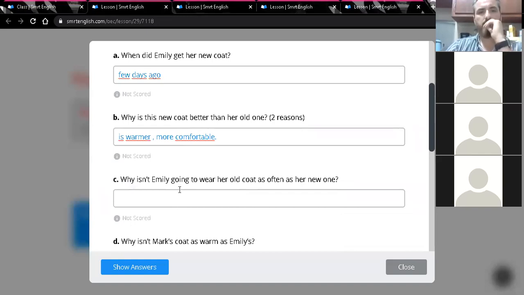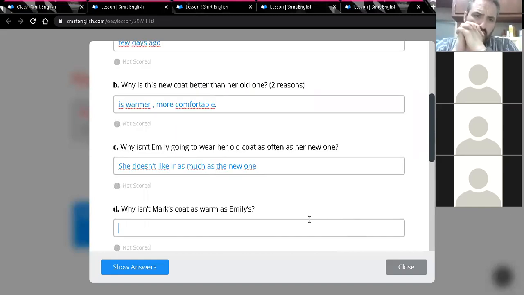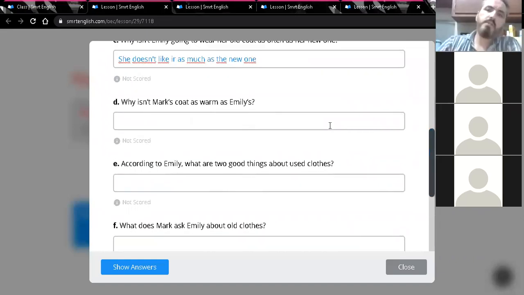Why isn't Emily going to wear her old coat as often as her new one? She doesn't like it as much as the new one. Okay, she doesn't like it as much as the new one. Very good. Why isn't Mark's coat as warm as Emily's? It's not the same material as Emily's. Okay, it's not the same material as Emily's.